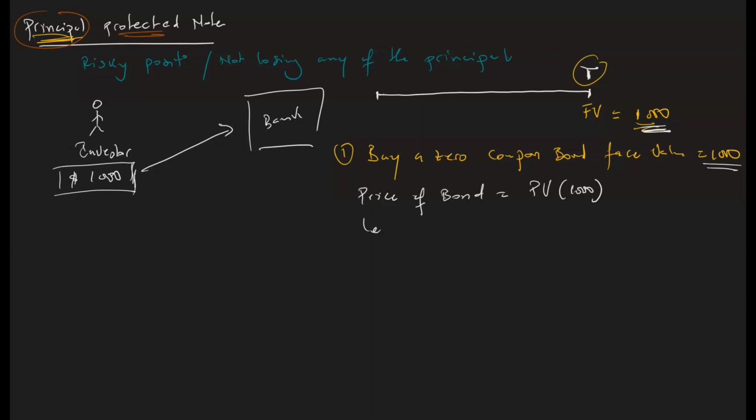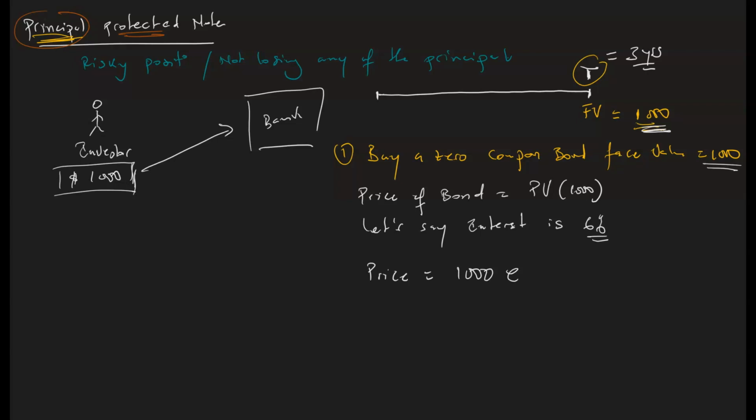Now, let's say the interest rate is 6% for the year. And so what would be the price of that bond? The price of that bond would be equal to the present value of 1,000 at 6% for, let's say, T is equal to 3 years. The price of that bond would be equal to the $1,000.